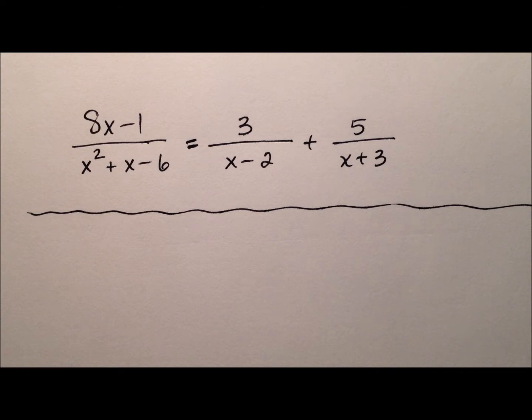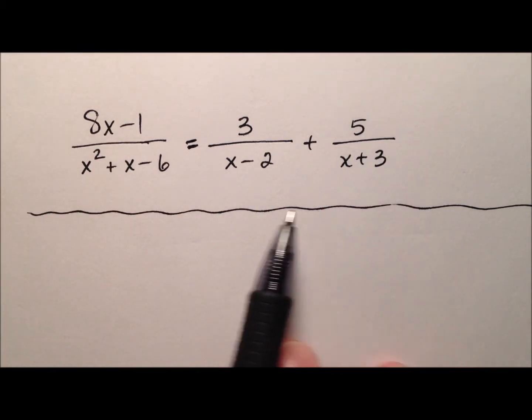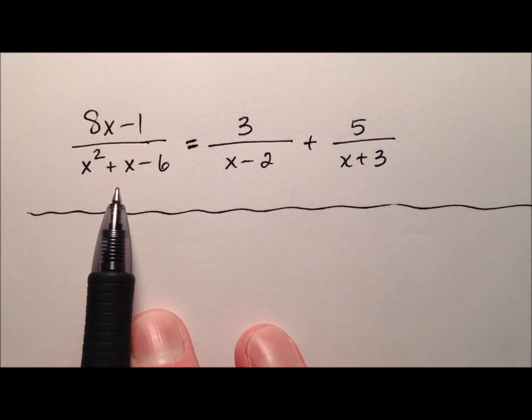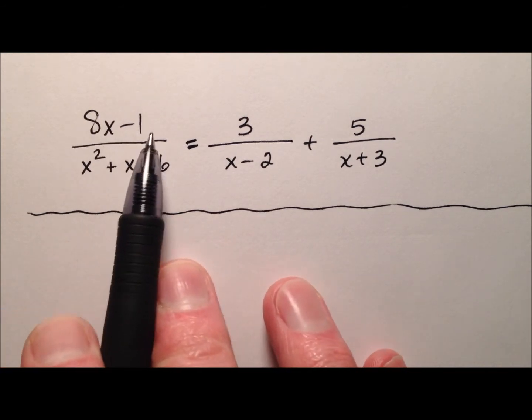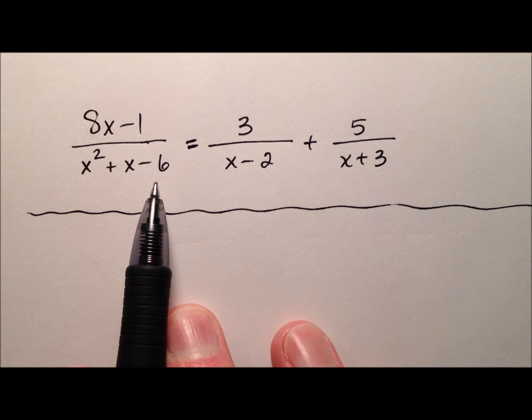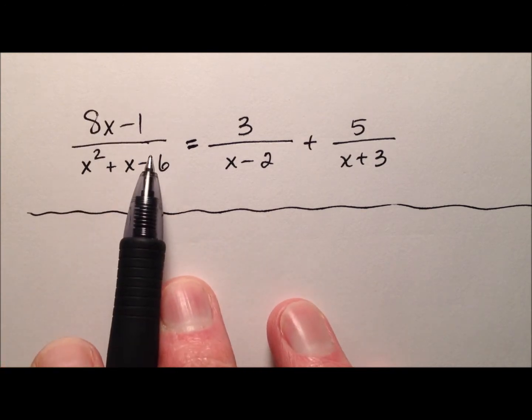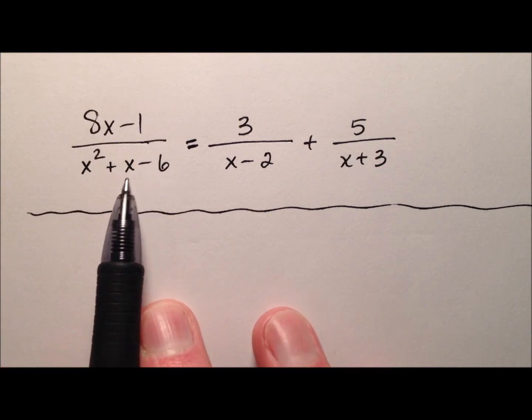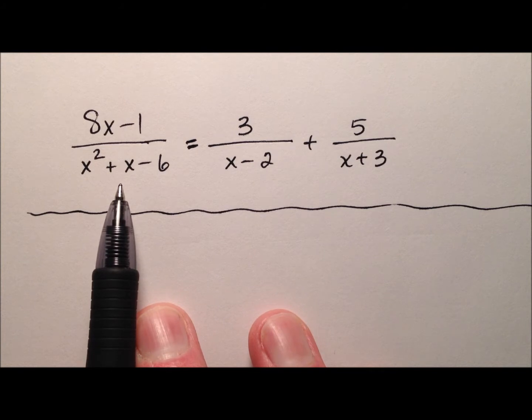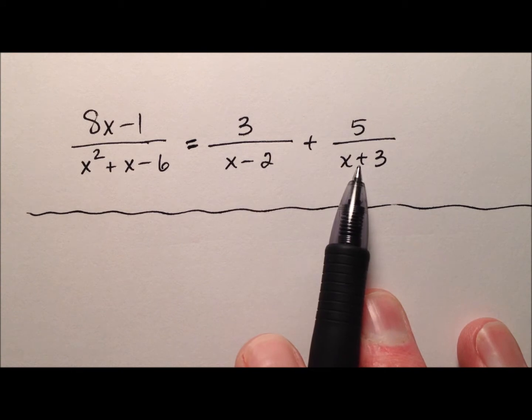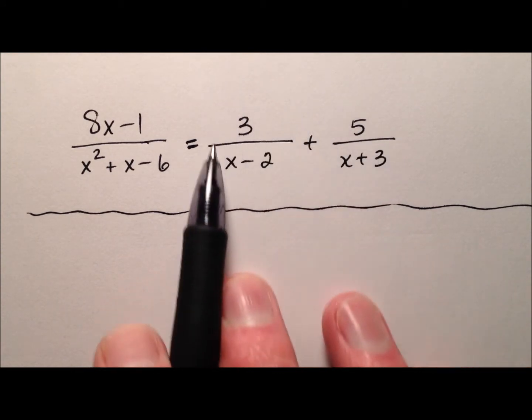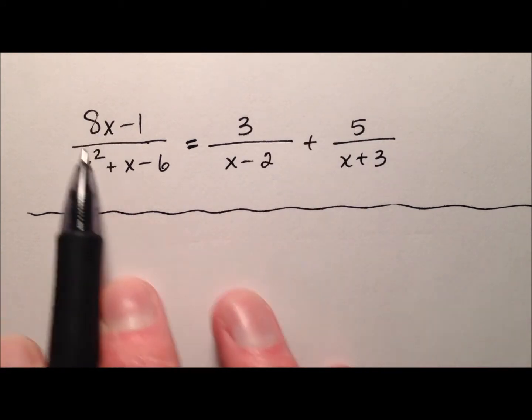Just so you get an idea of what we start with and what this looks like at the end, I've written a problem up here. We're starting with this rational expression, 8x minus 1 over x squared plus x minus 6, and this is what you would be given. The objective is then to break it down into its smaller composite parts, or partial fractions, as they're called. If I was to take these two and add them together, I would end up with this.